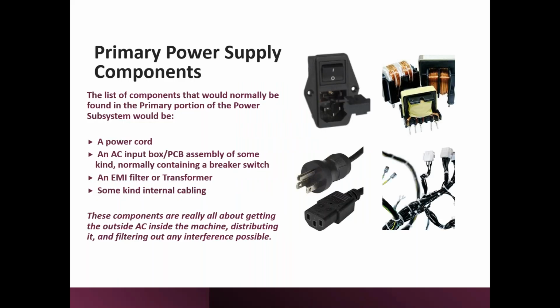So we'll start at the top of that list and talk about the primary power supply components. They're typically primary and secondary power supply components. The list of components that would normally be found in the primary portion of the power subsystem would be a power cord, an AC input box or PCB assembly of some kind, normally containing a breaker switch, an EMI filter or a transformer, and some kind of internal cabling. And we kind of depicted that on the right-hand side here. These components are really all about getting the outside AC inside the machine, distributing it, and filtering out any interference that it possibly can.